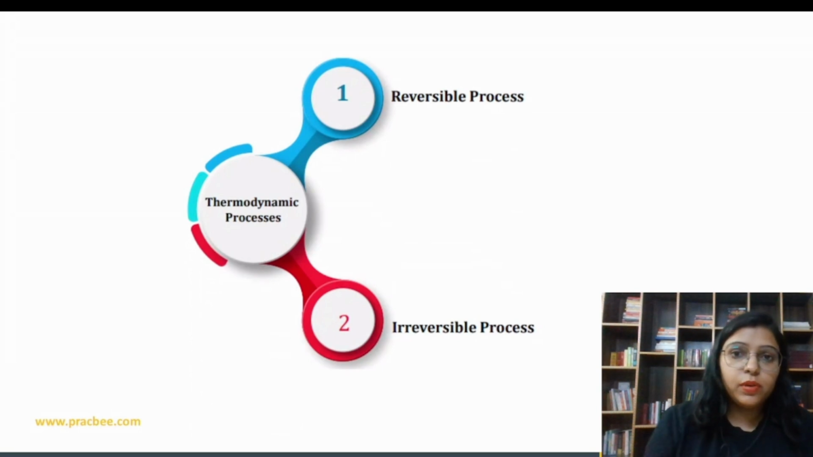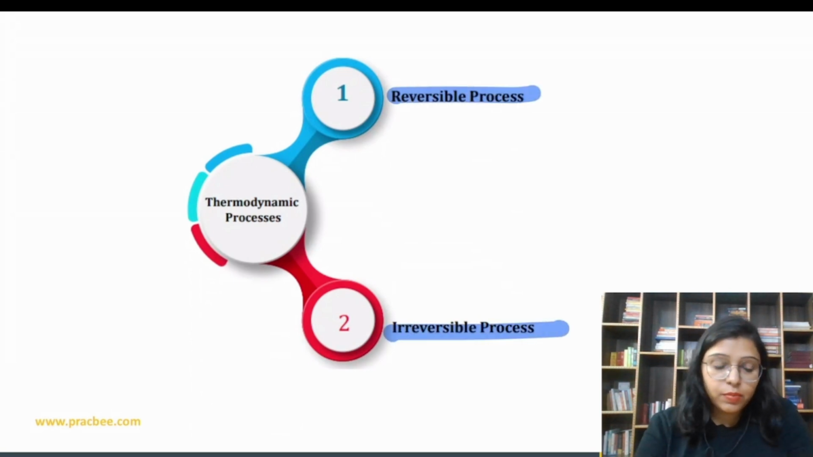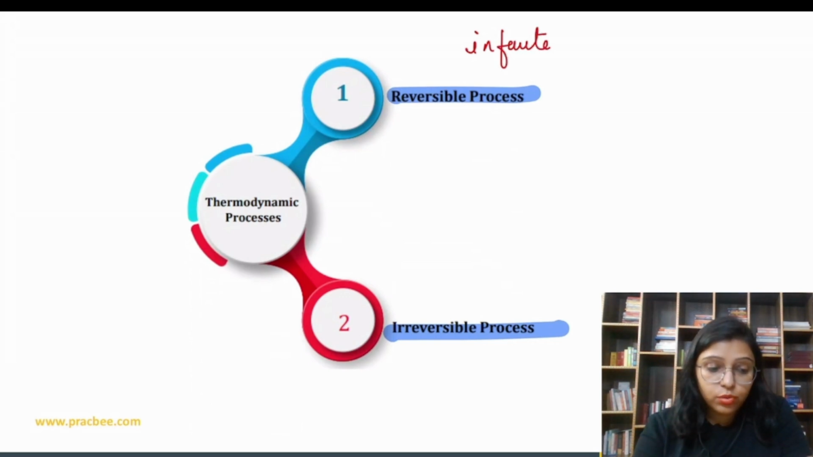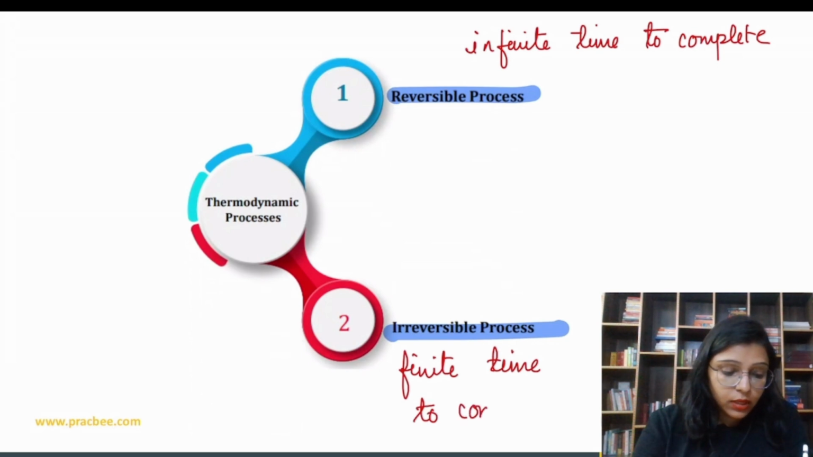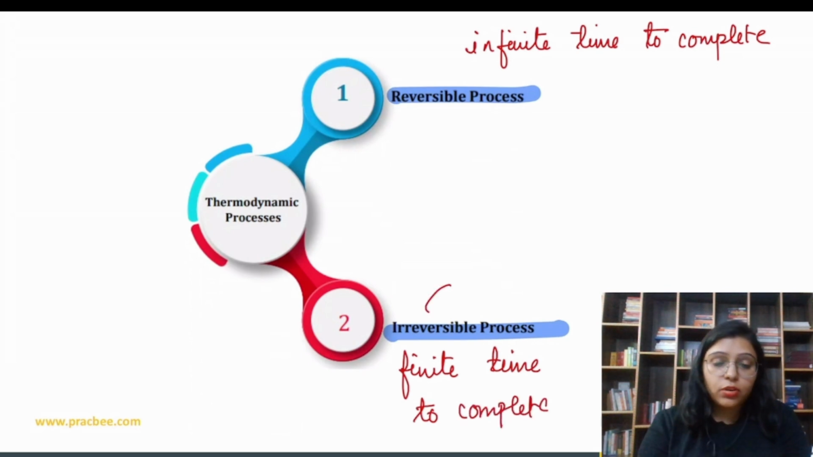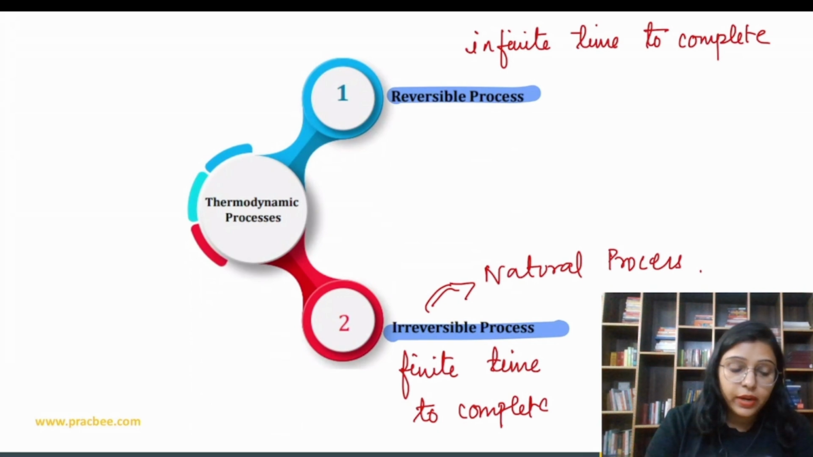Now we have thermodynamic processes. So thermodynamic processes are classified into reversible process and irreversible process. So what are reversible processes? Which take infinite time to complete, right? Whereas irreversible processes take finite time to complete. All natural processes are irreversible processes, right?